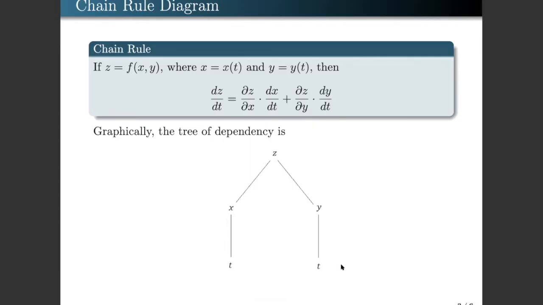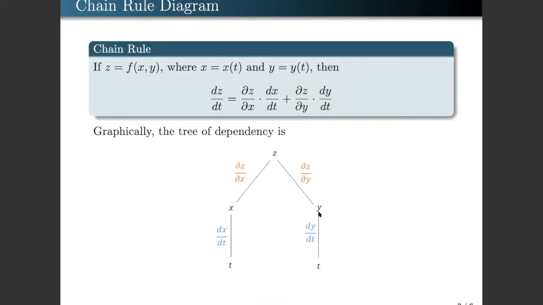We can now imagine that each line on this tree will represent the derivative of the variable on top with respect to the variable at the bottom. So for example, this line here represents the partial of z with respect to x. And this line here represents a derivative of x with respect to t. This one represents a partial of z with respect to y. And this one is a derivative of y with respect to t.